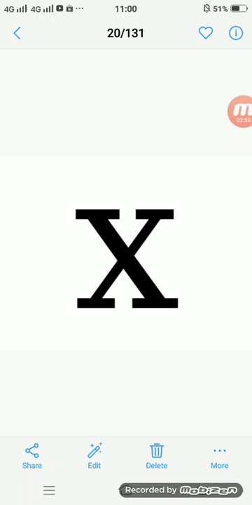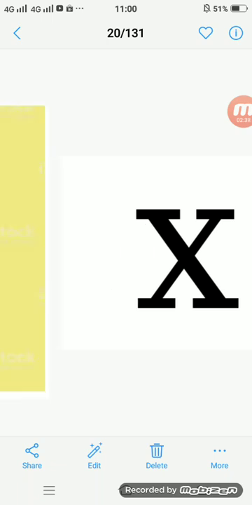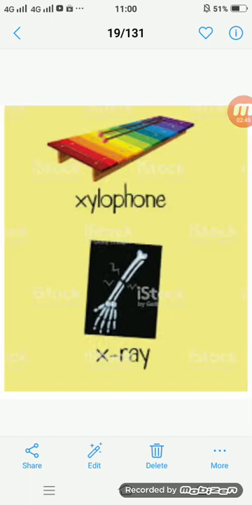Let's recognize the picture starting with the letter X. X xylophone. X x-ray. X xylophone. X x-ray.